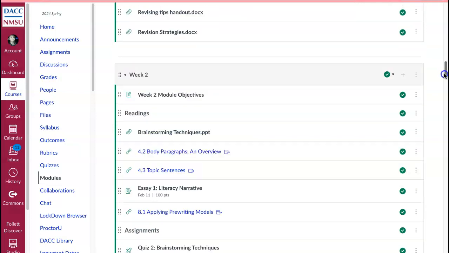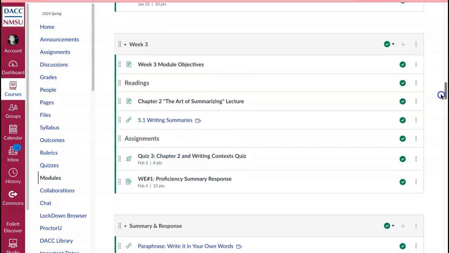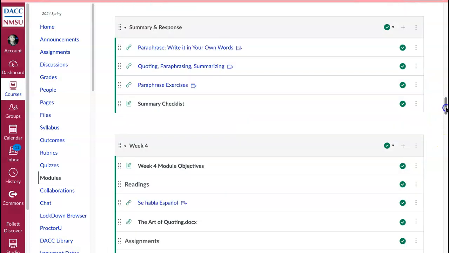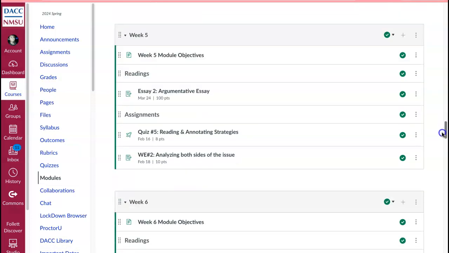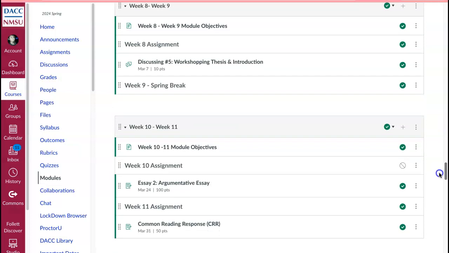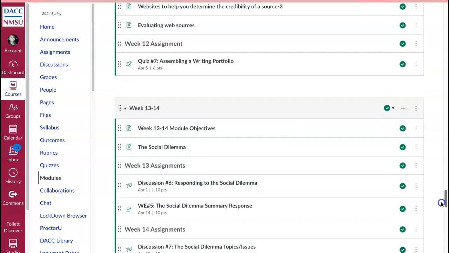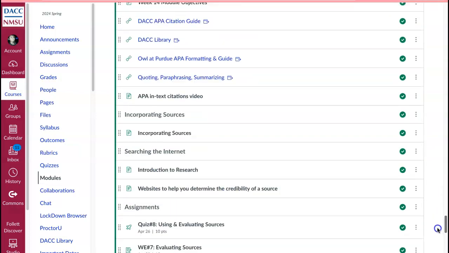So the rest, however, like I said, they're organized into weeks and they list the readings and then they list the assignments. So that's how they are organized. And this goes all the way till the end. And as you can see, for some modules, we are discussing the same topic. So that's why some of the modules are 2 weeks long. And like I said, this is the best way to follow the course.